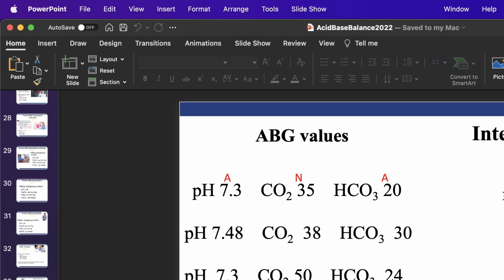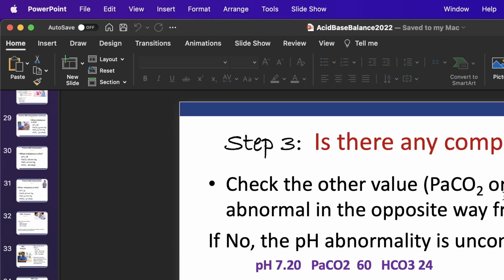The last one? Okay, so just to recap, again, in terms of compensation, it's only fully compensated if that pH is within normal, and partially compensated only if that third value is moving in the opposite direction. All right, let's do these.